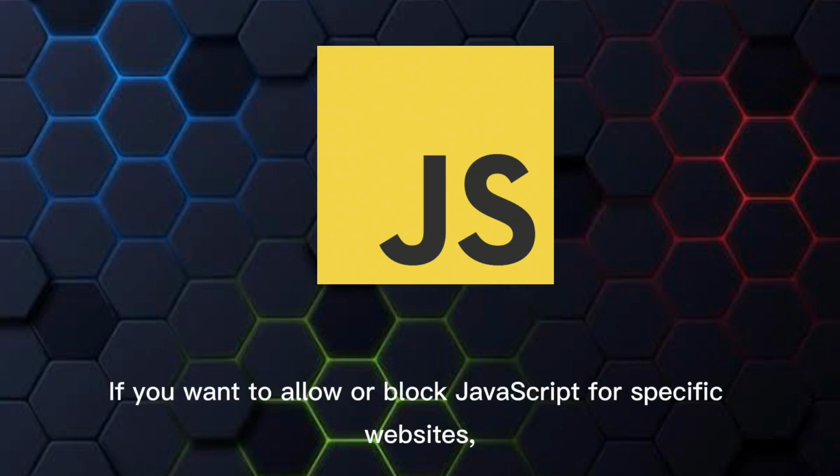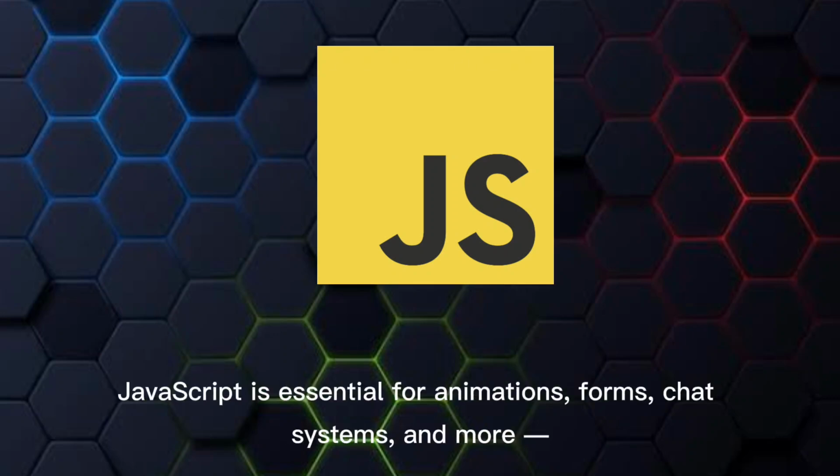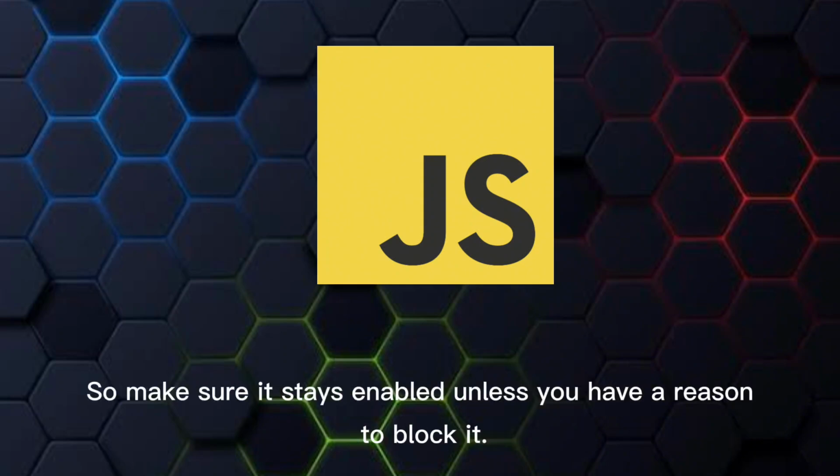Step 6. If you want to allow or block JavaScript for specific websites, you can add their URLs in the customized options below the main switch. JavaScript is essential for animations, forms, chat systems, and more. So make sure it stays enabled unless you have a reason to block it.